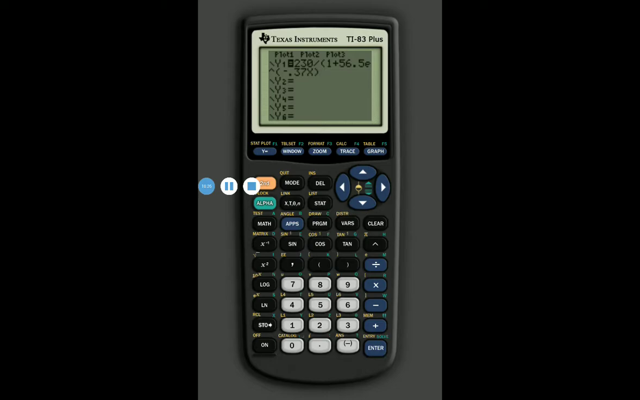So here's my logistic model. I'm putting that in for Y1. I'm going to put the half the carrying capacity. That's where the inflection point is going to be, which was 115 in for Y2. And I'm looking for the intersection. So I'm going to have to do some tweaking, I think, to change my window.